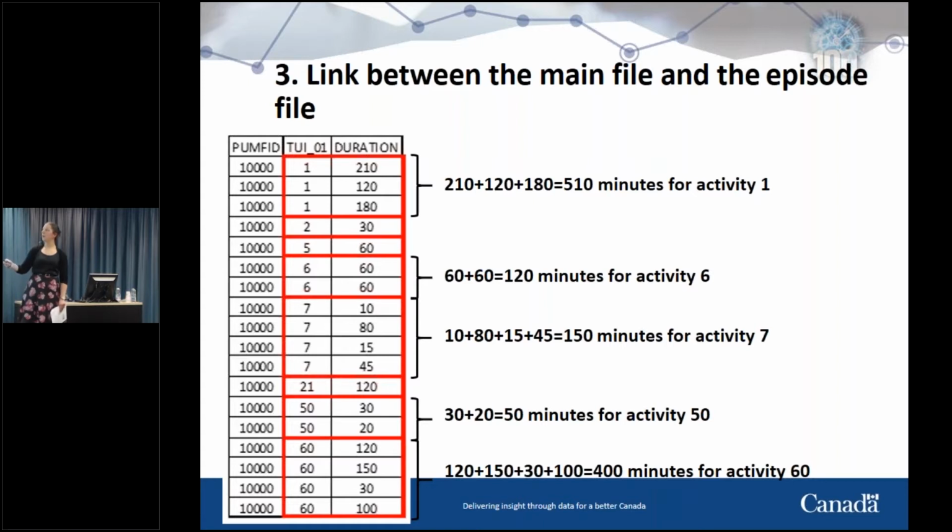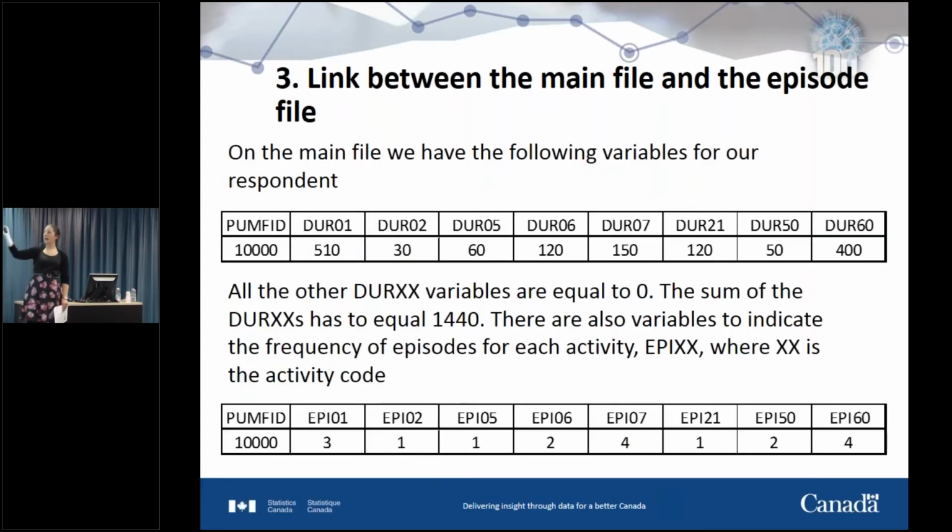If we take our example, for our respondent, we sort by the TUI01. We have 3 episodes of activity 1. We sum up the duration and get 510 minutes for activity 1. So on the main file, for the variable DUR01, we should have 510. For activity 2, we have only one episode of 30 minutes. So the DUR02 should be equal to 30, and so on.